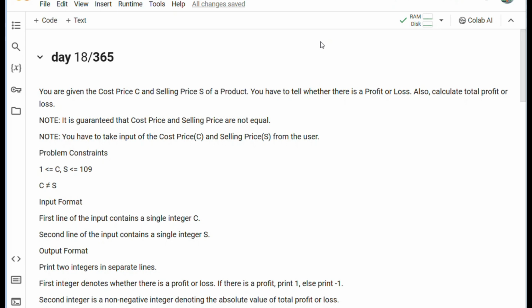This is day 18 of 365 days of coding, and in today's video we are going to dive into a simple problem, but it's a bit complicated to understand because a lot of mathematics is needed here. So we'll be solving this problem related to determining whether there is a profit or loss based on the cost price and the selling price of a product. So let's jump right into it.